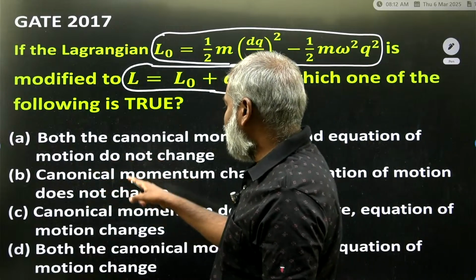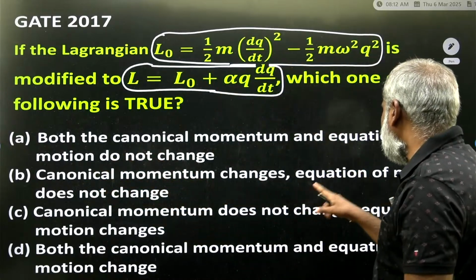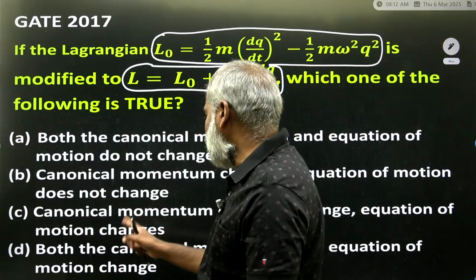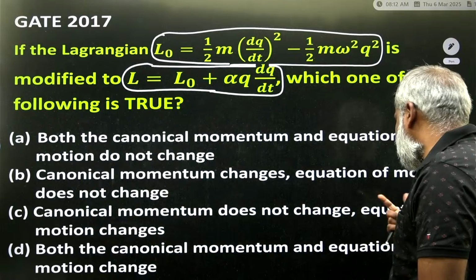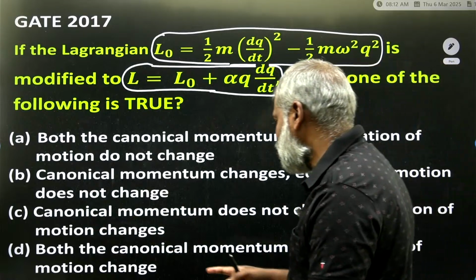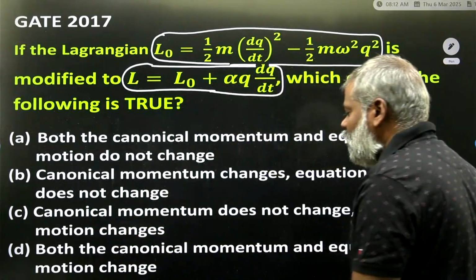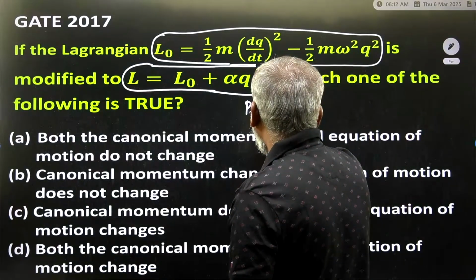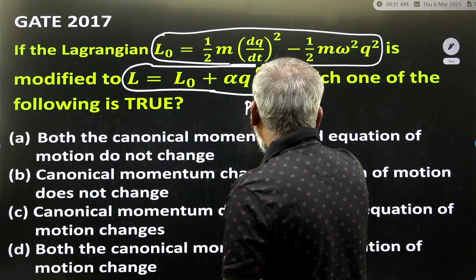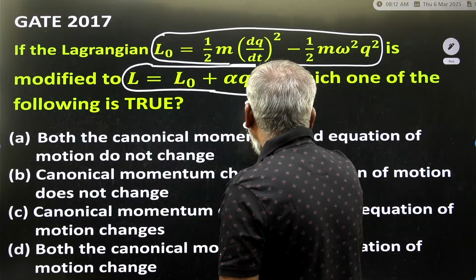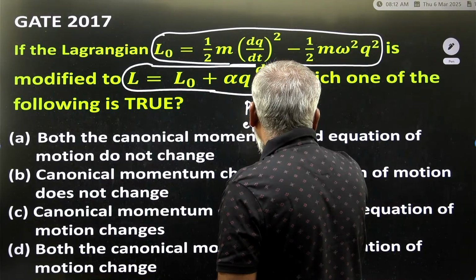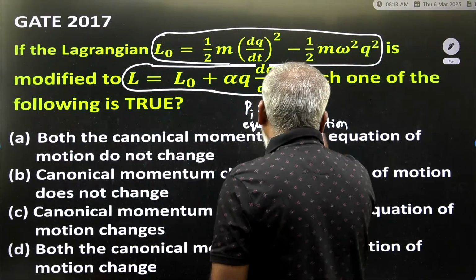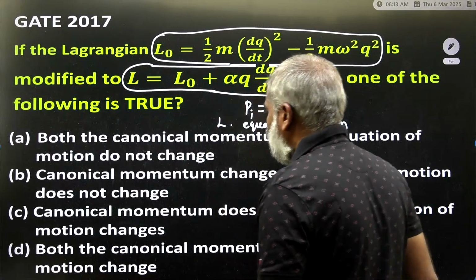And B, the canonical momentum changes and the equation of motion does not change. Then the next option, the canonical momentum does not change and the equation of motion changes. Or both the canonical momentum and equation of motion change. What is our ultimate goal? We need to calculate the canonical momentum and the equation of motion, the Lagrangian equation of motion.